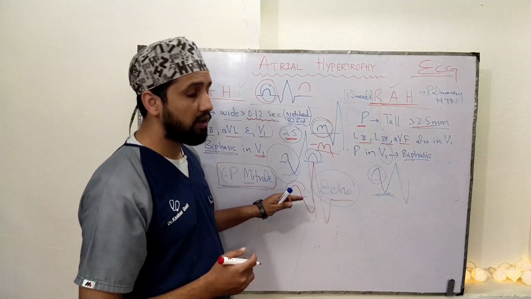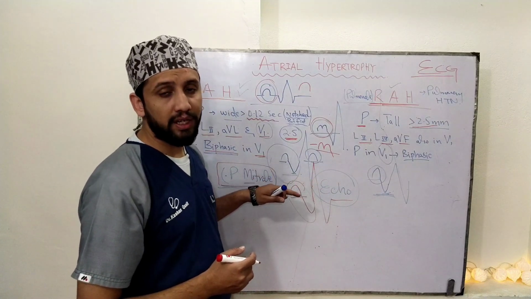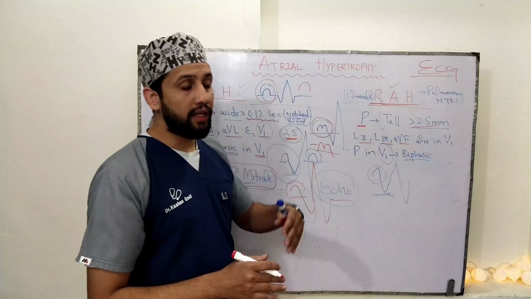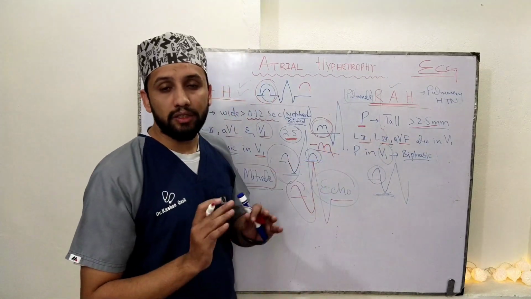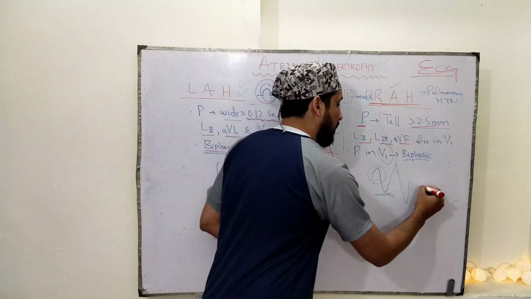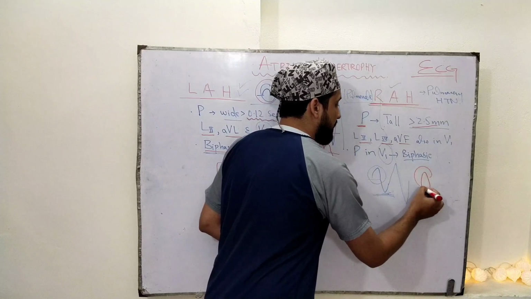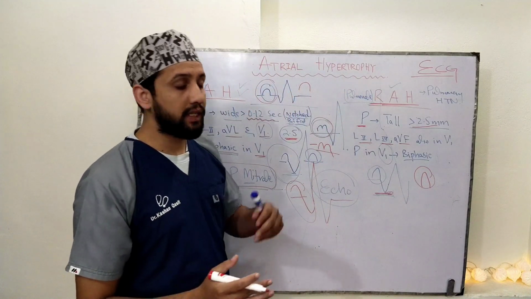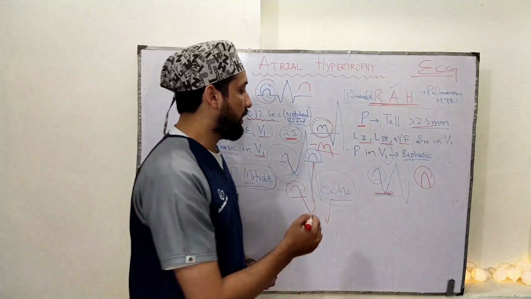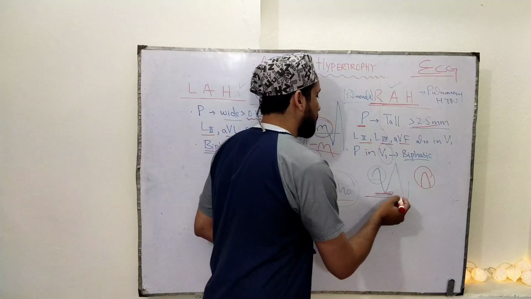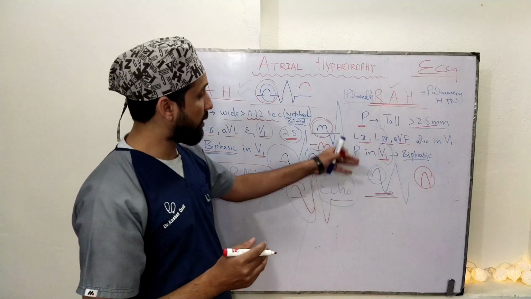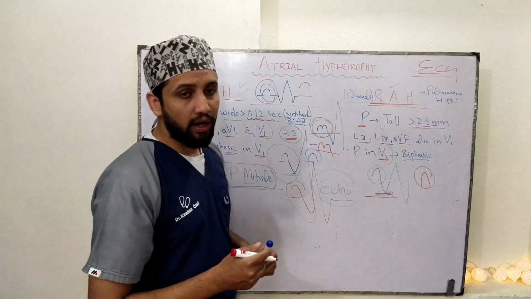Likewise, we can also see the biphasic P wave, which we have discussed. In right atrial hypertrophy there is usually only a positive, tall deflection of the P wave, and biphasic is not usually seen, but sometimes it can happen, and a biphasic P wave is seen in the V1 lead of the ECG. So these are the abnormalities of right atrial hypertrophy.